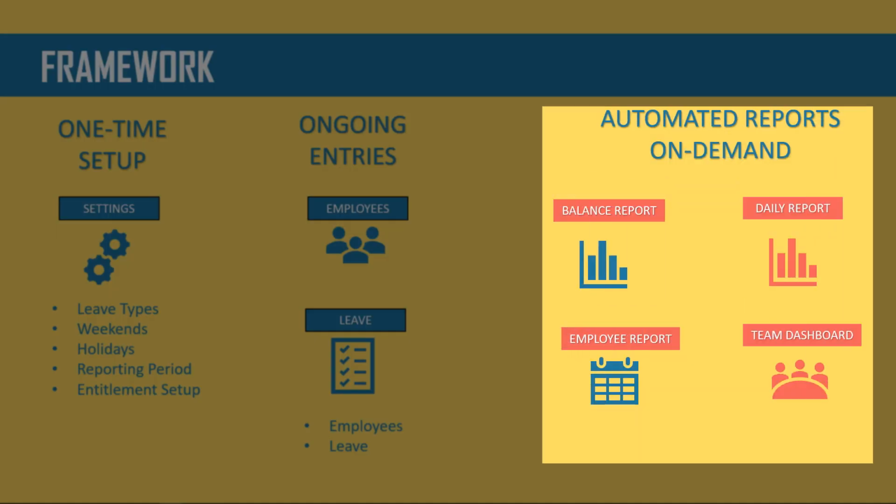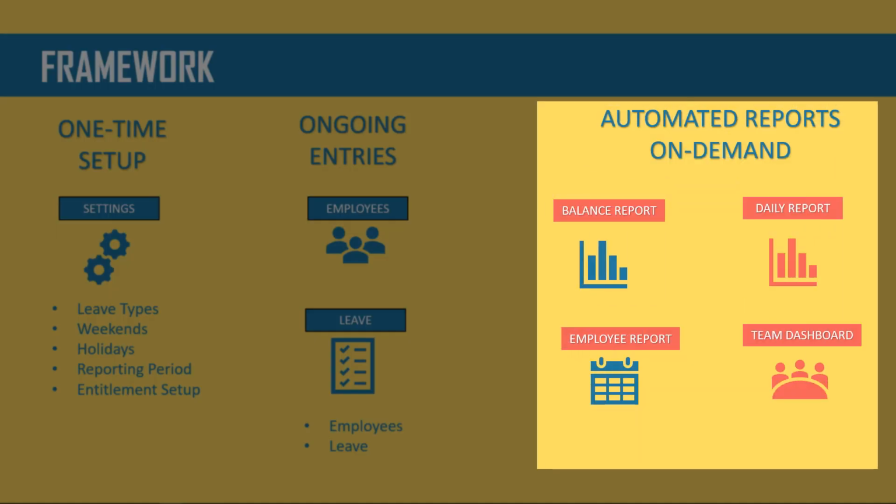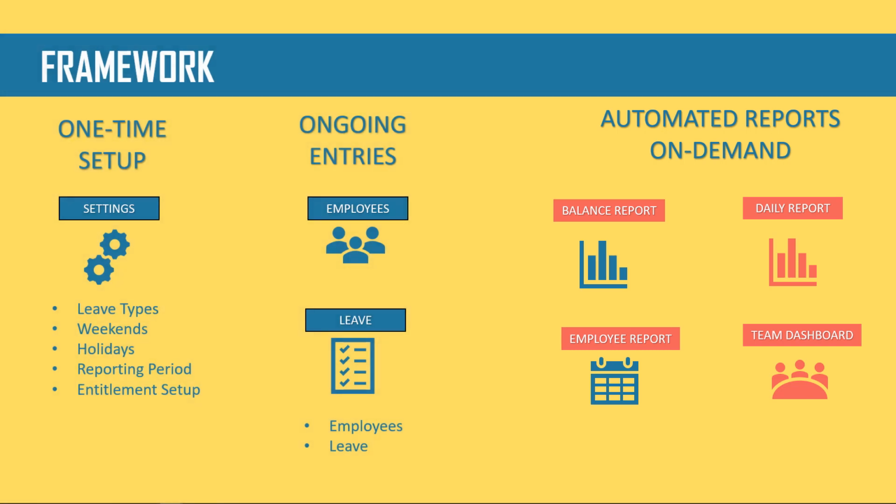The third phase is the automated reports and dashboards. The balance report shows leave balance for every employee. Daily report shows who's available and who's not for a specific date. The employee report allows us to view the report for one employee for the entire reporting period with specific leave dates and also current balance. The team dashboard shows the availability of all the employees in a chosen month. Now let's go and take a live look at the template.